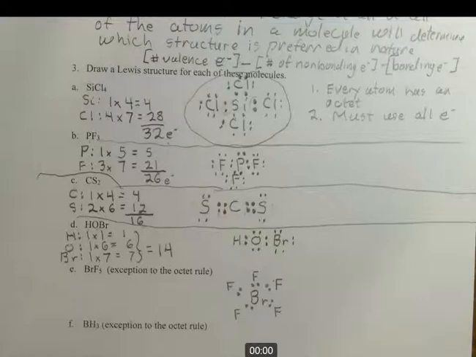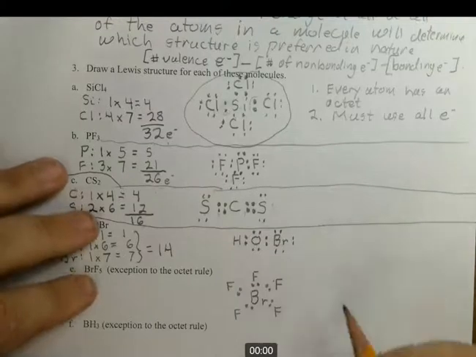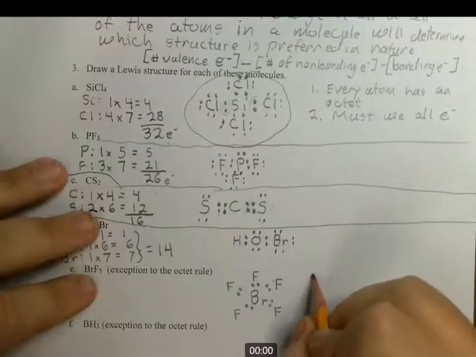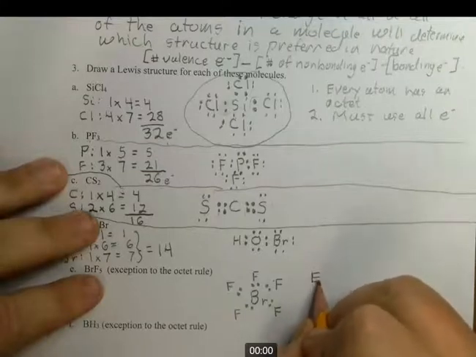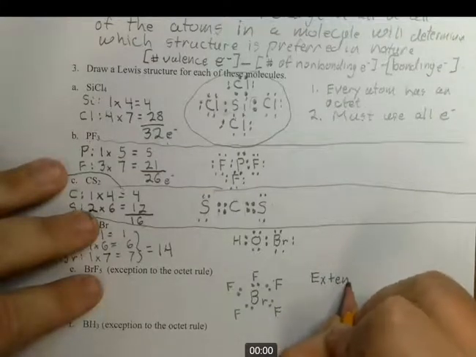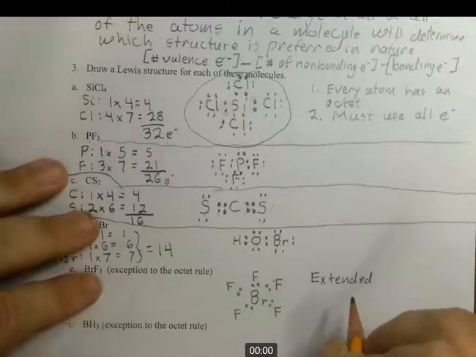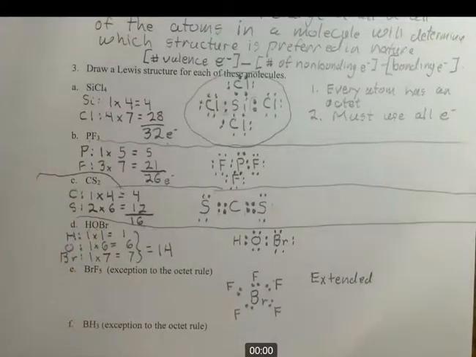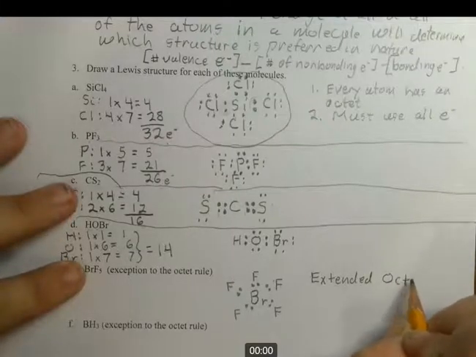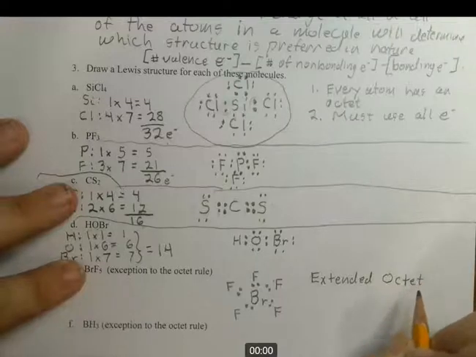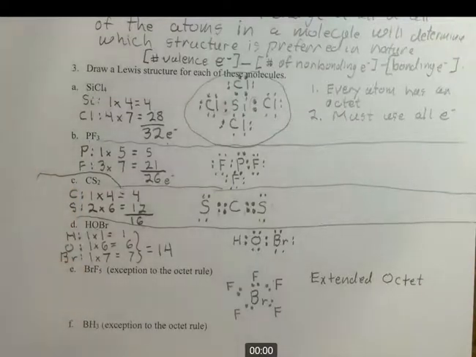It has 10. Well, this is an exception to the octet rule, and you're going to learn about these more in the next couple weeks, but for right now, just learn it at least this much. It's called an extended octet. And atoms in the 3rd row and below can form extended octets. They can actually have as many as 12 valence electrons. No more than 12, but they can have up to 12. In this case, bromine has 10. All right, so there you go.